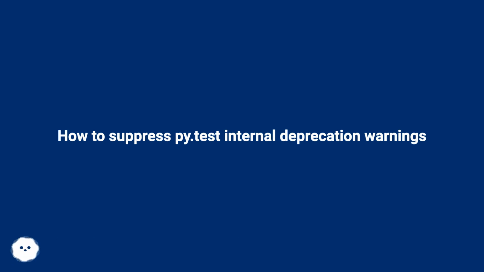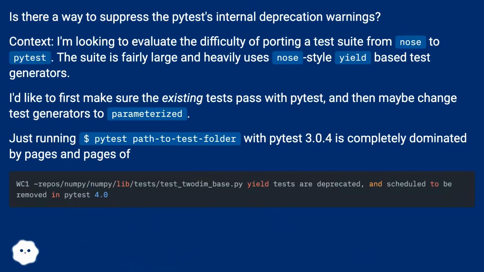How to suppress pytest internal deprecation warnings. Is there a way to suppress pytest's internal deprecation warnings? Context: I'm looking to evaluate the difficulty of porting a test suite from nose to pytest.